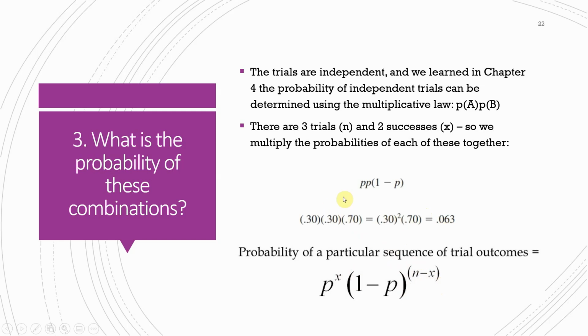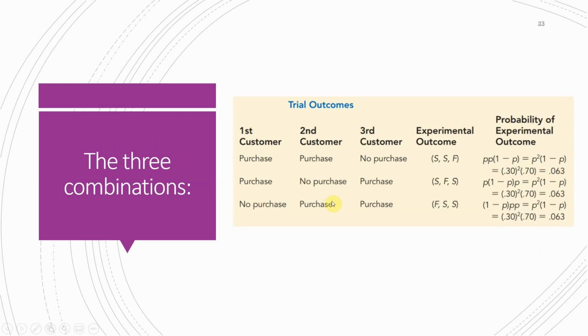I'm showing you how to do this by hand. P times 1 minus P, that's it right there, that's it in shorthand. Here's the equation that you can use. Again, I'm showing you how to do this by hand to make sense of the equation. So now we can actually start to put this together.